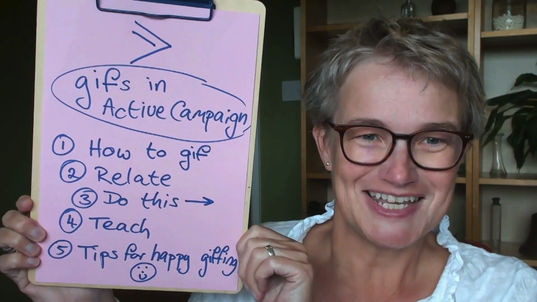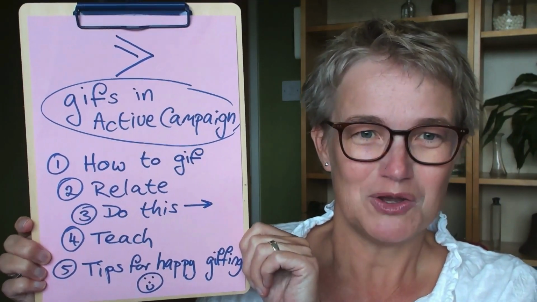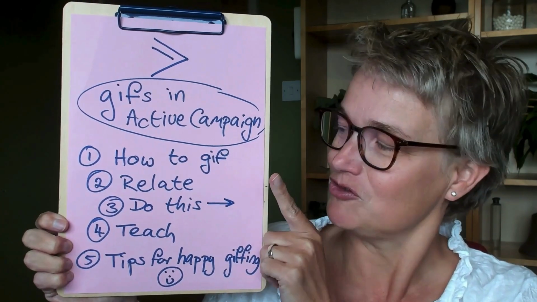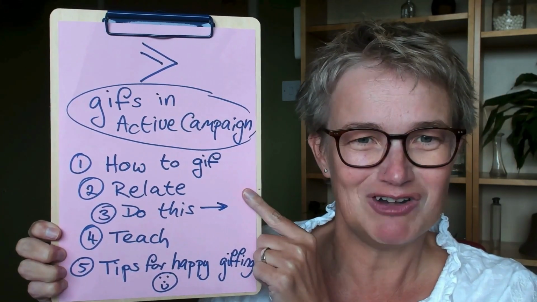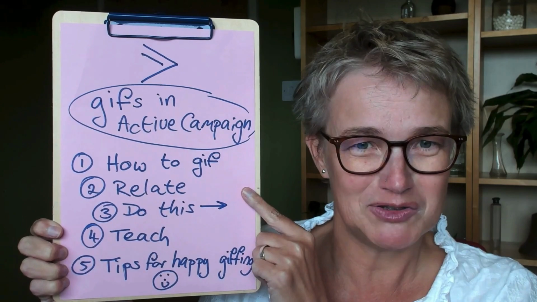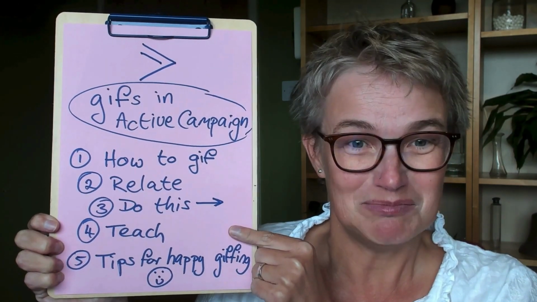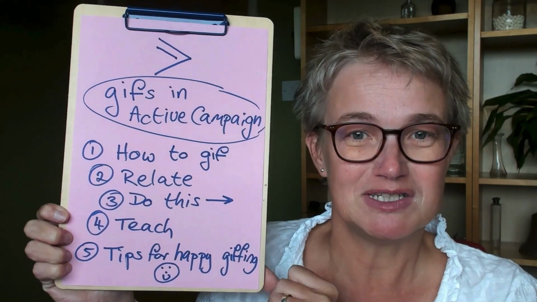So, GIFs in ActiveCampaign. We are going to talk about how to get a GIF into an email and what we should do with them. And I have three main categories of what I do with GIFs: relating to people, getting connection and building relationships, getting them to do something, teaching them something, and then I've got a whole load of nice tips for happy GIFing.